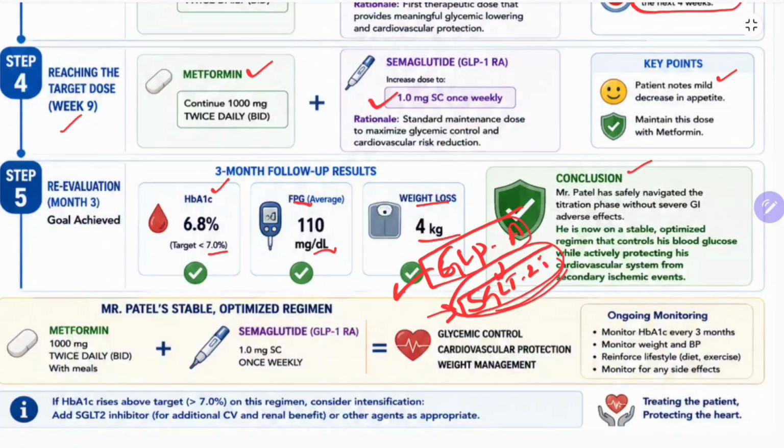Now the final conclusion in this case, Mr. Patel is stable on the optimized regimen: metformin 2 grams daily with semaglutide 1 mg subcutaneous once weekly. So glycemic control, cardiovascular protection, and weight management are achieved.